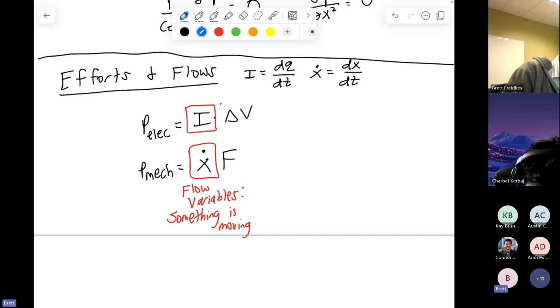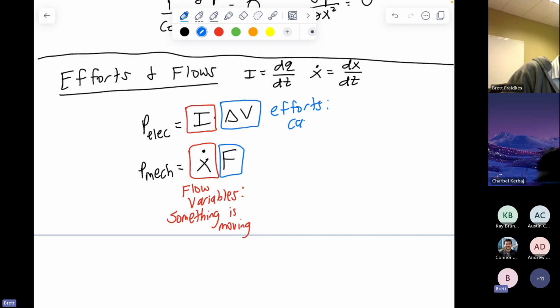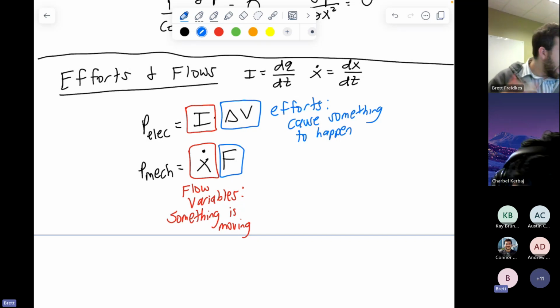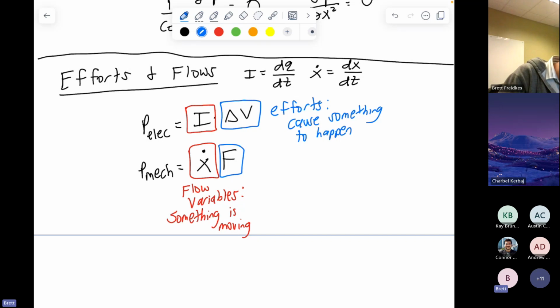Now, the other variables are the things that cause something to happen. These are what we call the efforts. Without this force, you won't have any velocity. Without this voltage, you won't have any current. So the efforts cause something to happen. We think of these as our cross variables.